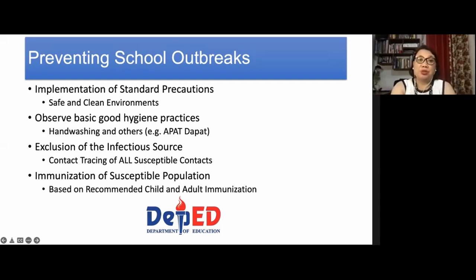Another way to prevent school outbreaks is to exclude the sources of infection. In this manner, we need to identify who are the index patients or the possible source of infection, and we need to trace all the susceptible contacts that have been exposed to them in a process called contact tracing. And lastly, we can prevent school outbreaks through immunization of the susceptible population. And this immunization will have to be based on the recommended child and adult immunization guidelines.